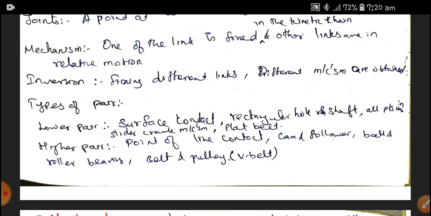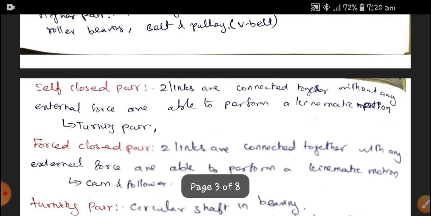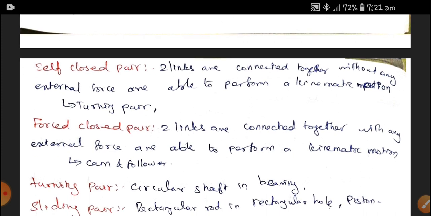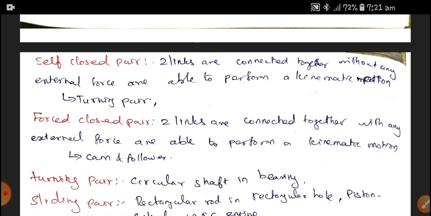I hope you have understood what is meant by a lower pair and a higher pair. Next, there is another type of pair: the self-closed pair and the force-closed pair. Here, two links are connected together and are able to perform kinematic motion without any external force. That is called a self-closed pair. For example, all turning pairs are self-closed pairs. Next, the force-closed pair: two links connected together need an external force to perform kinematic motion. That is called a force-closed pair.